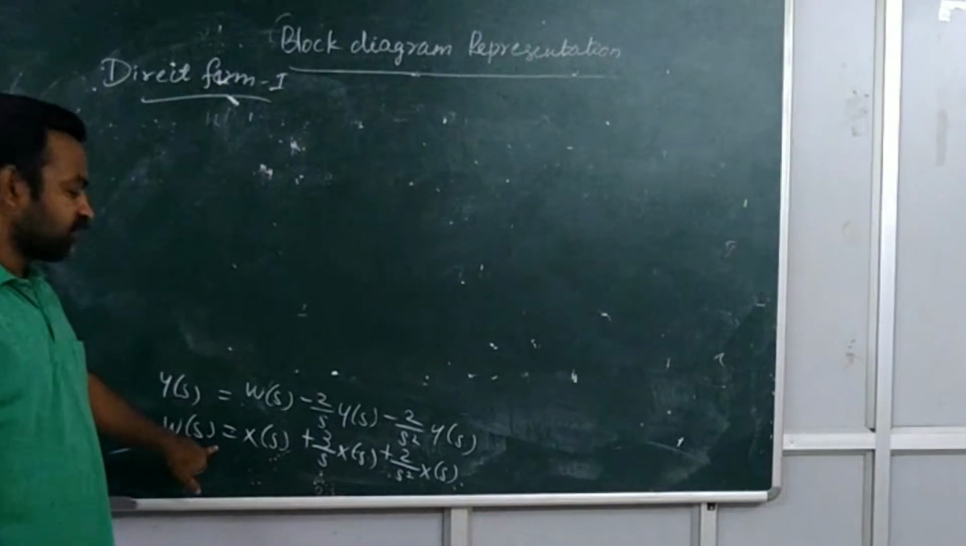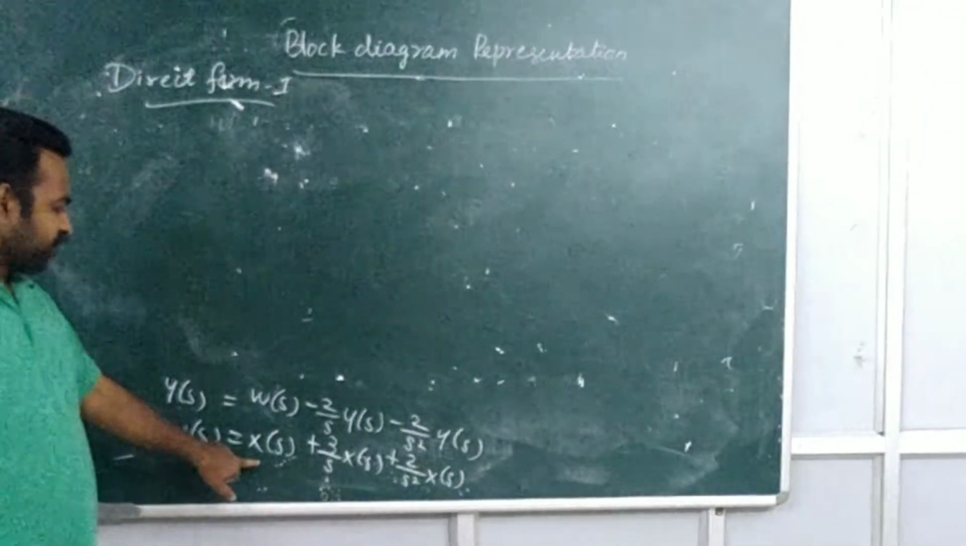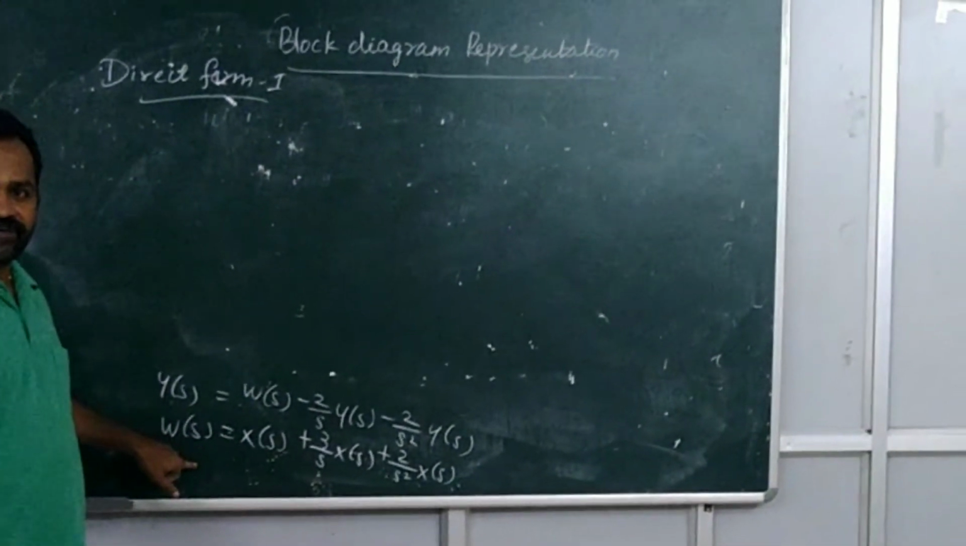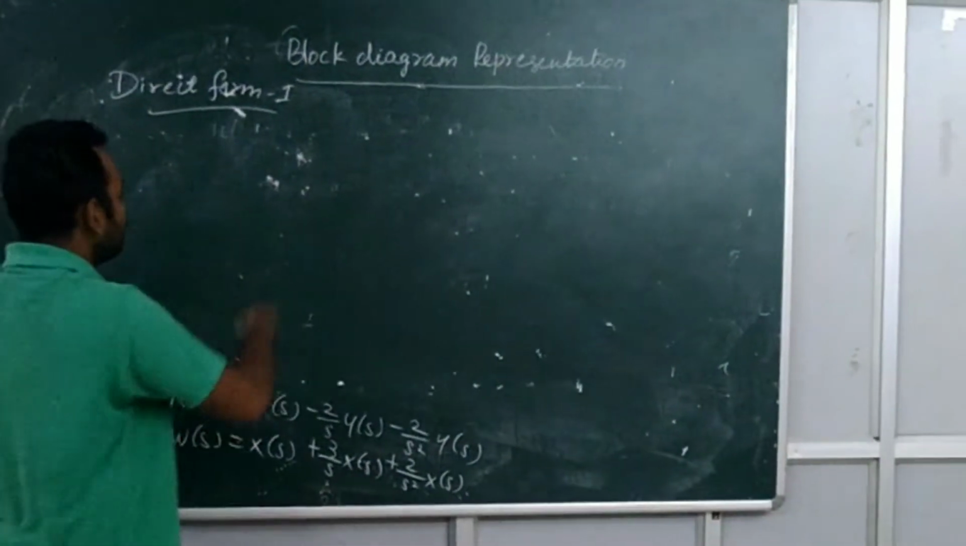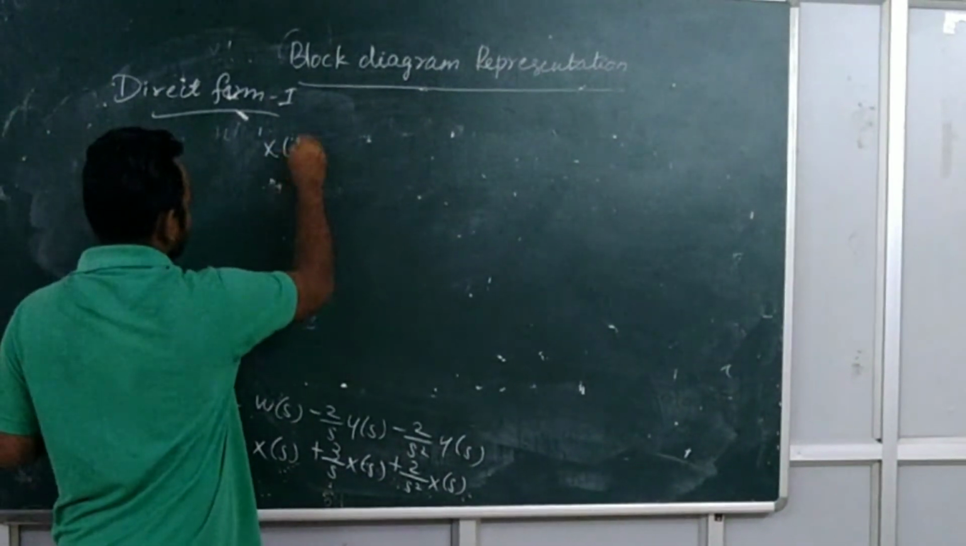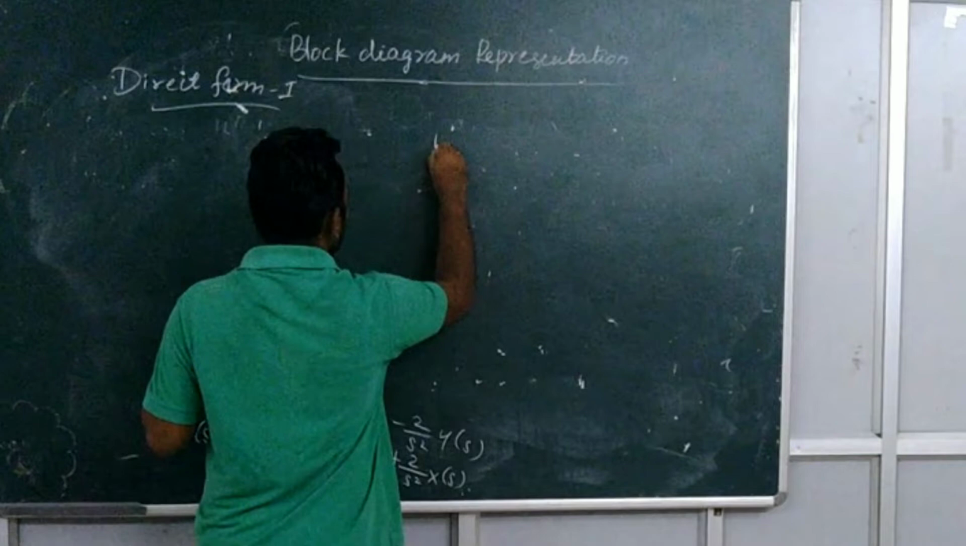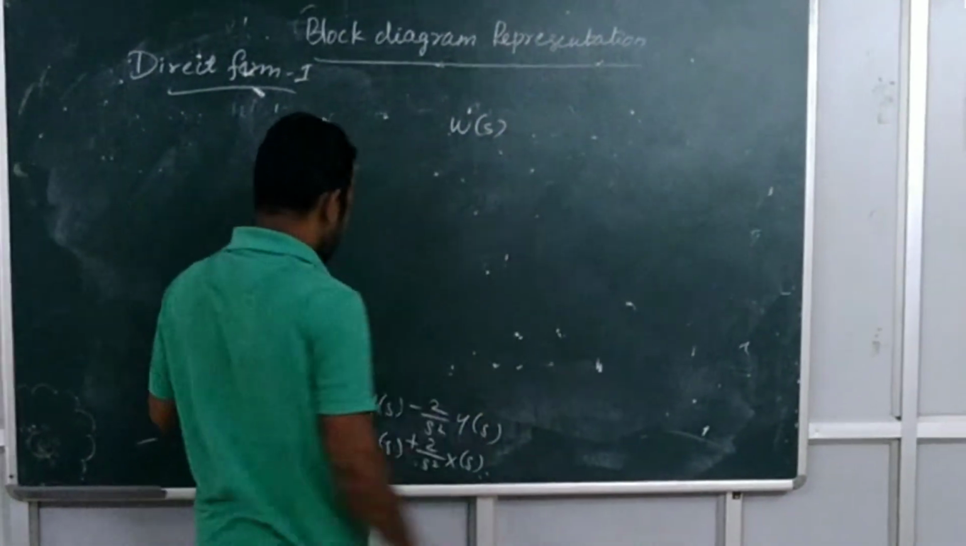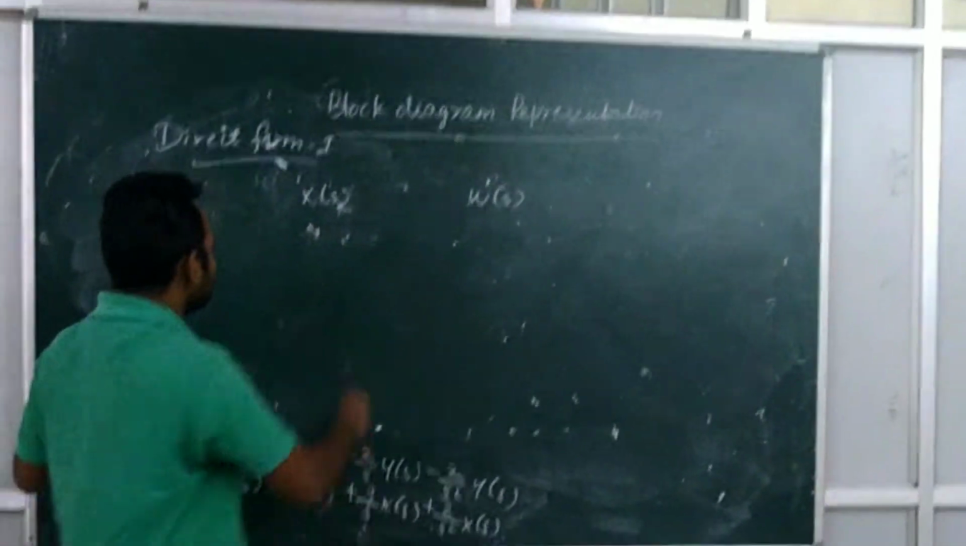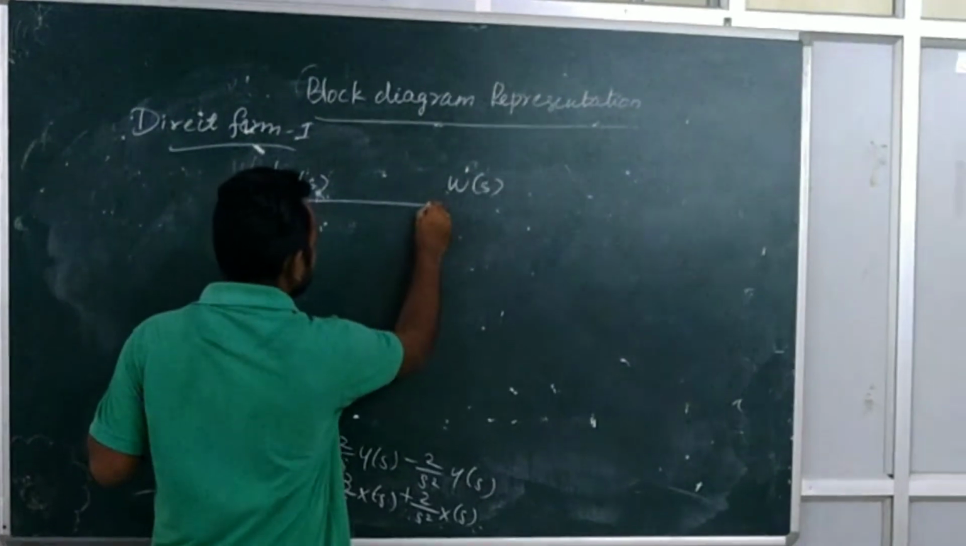First, we can consider this equation. Here X(s) is the input and W(s) is the output. So the input we can write on the left-hand side, and W(s) on the right-hand side. So X(s) is coming like this.